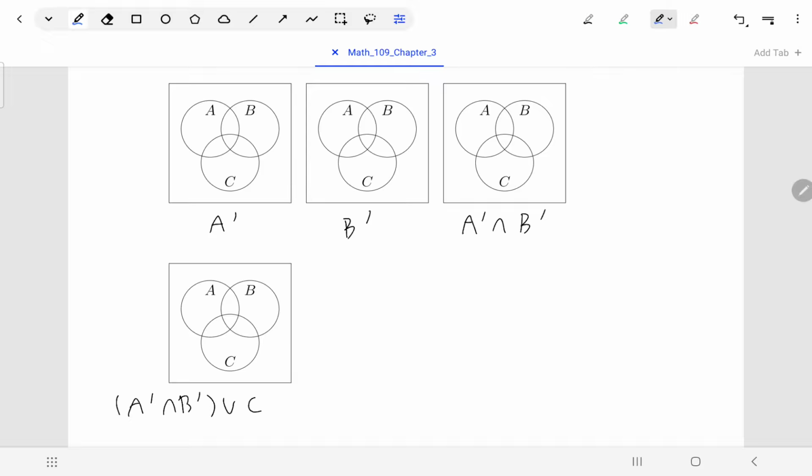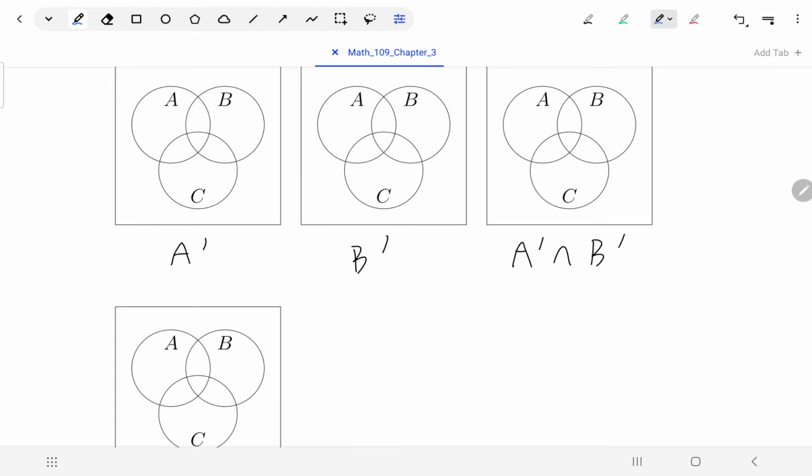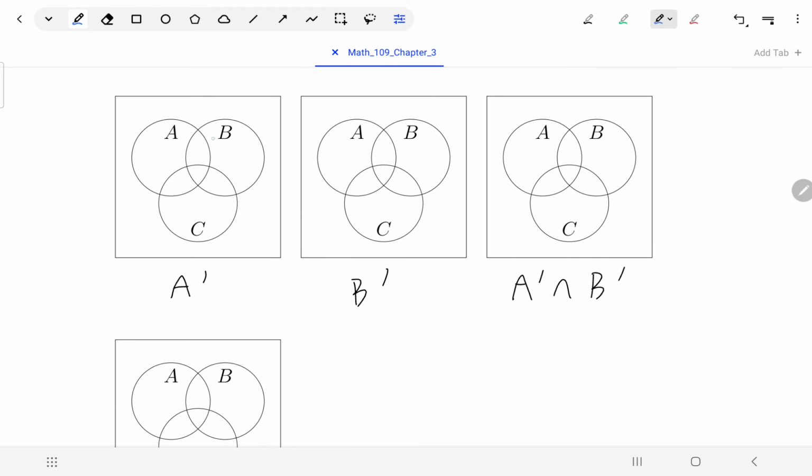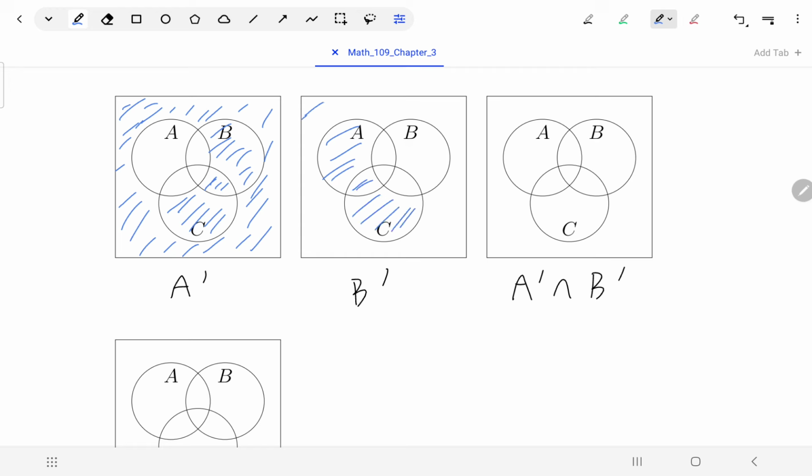So let's start with A complement, everybody outside of A. So that would be all of that, and that, and that, and also the exterior. There we go, there's our A complement. And I'll do the same thing for B complement, all the things that are outside of B.